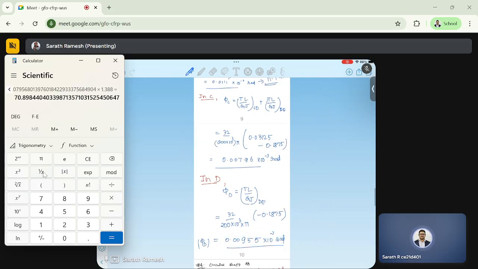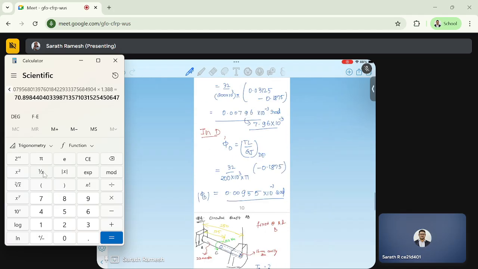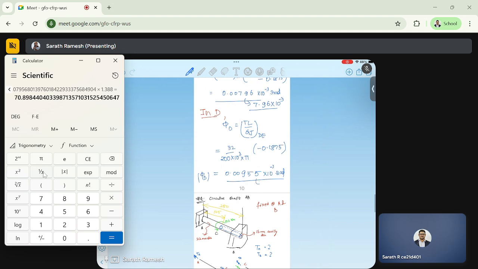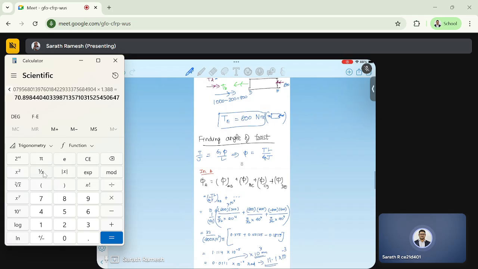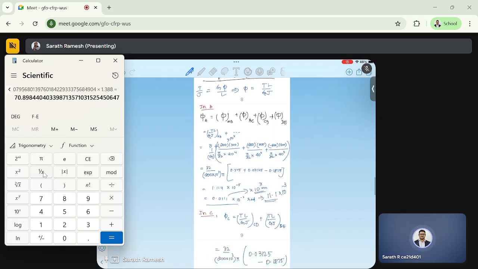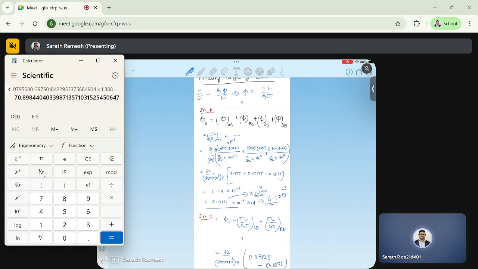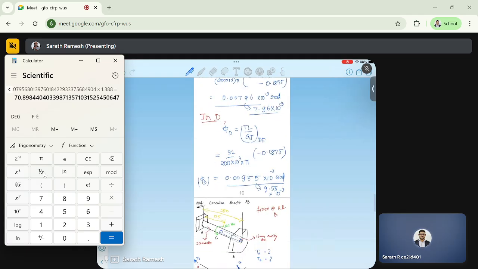And similarly, this will be 1, 2, 3: 7.96 into 10 power minus 3. And this will be 1, 2, 3: 9.55 into 10 power minus 3. Okay, this is a silly mistake. Torque is in Newton meters, but whatever units we are using is in mm, so we should have converted this into 10 power 3. Just make a note of it.